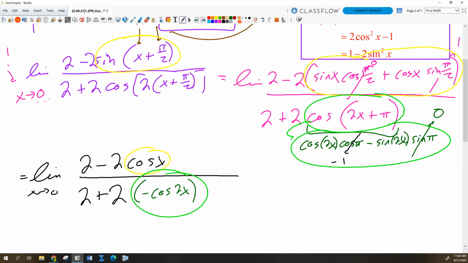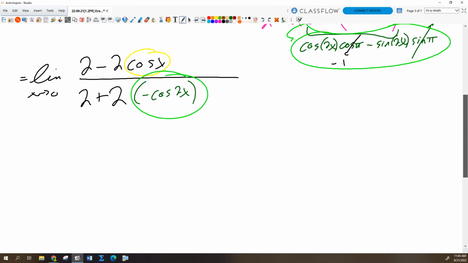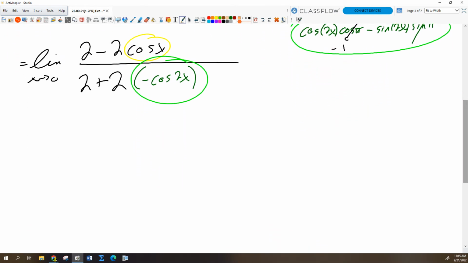So this is a kind of a nasty problem, isn't it? I mean, you're going to like L'Hopital's rule a lot better. But it's really good to just exercise your brain and go through some problems like this where you've got to follow lots and lots of steps. The more you do that, the easier it gets. Okay. So on the top, we've got 2 minus 2 cosine x.